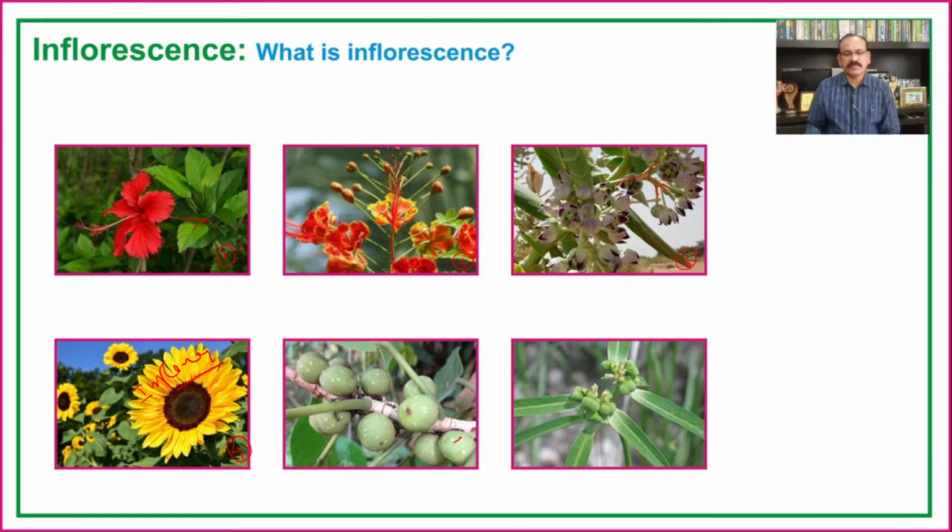In the fifth one, there are fruiting bodies, but actually these fruiting bodies are again nothing but the inflorescence. In the sixth image, again we are able to see a different type of inflorescence. So on this basis, we can find the arrangement of the flowers in different plants is different. So we have to see these different types of inflorescence in this lecture.